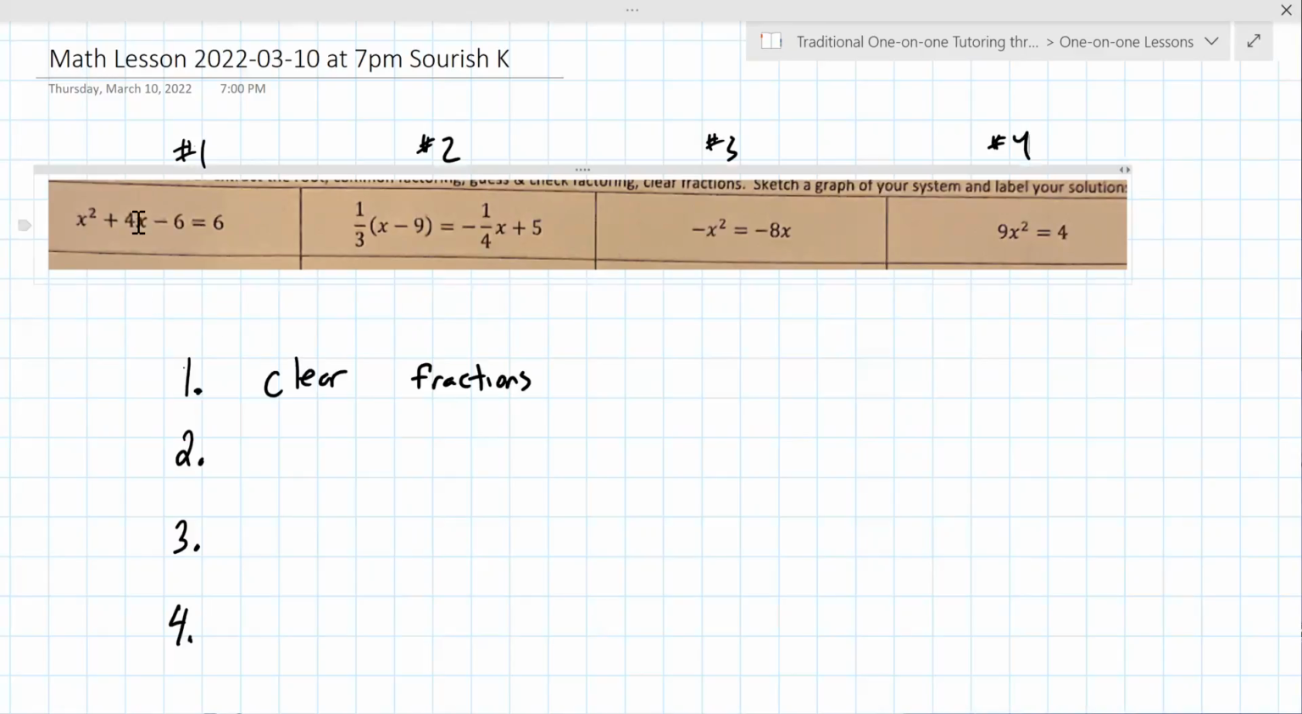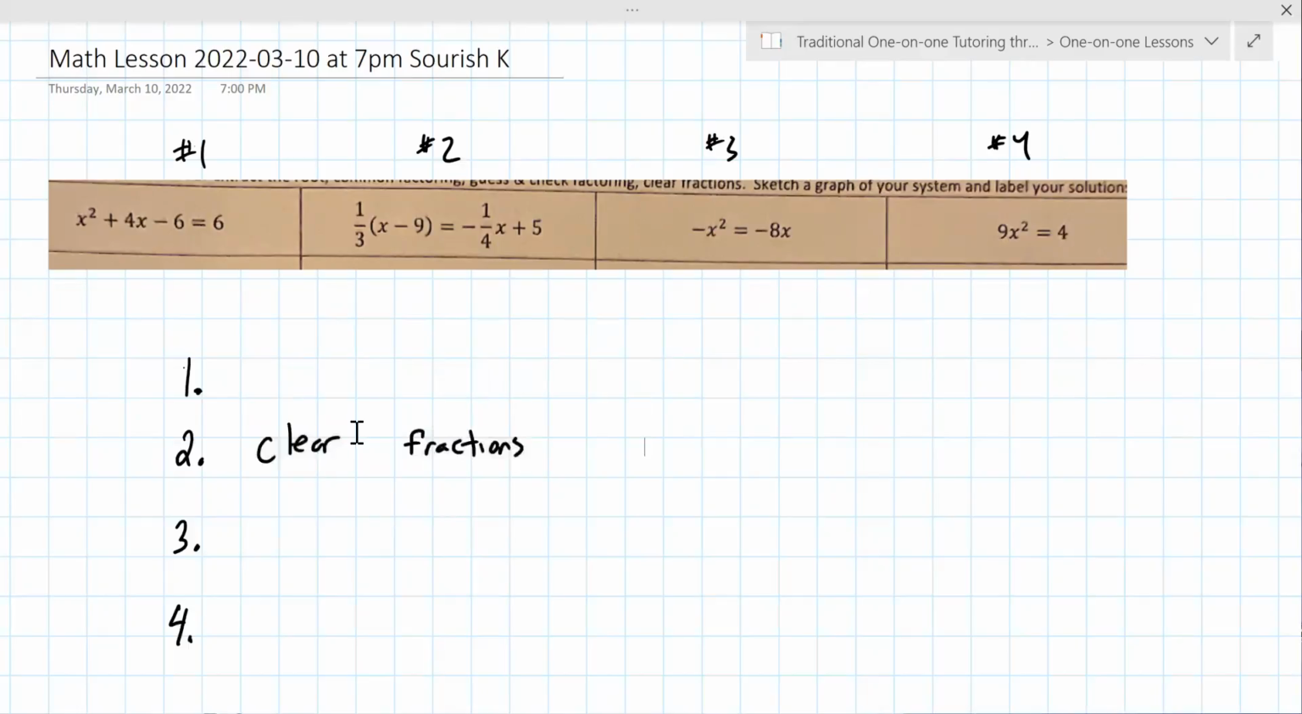Like when you look at x squared plus 4x minus 6 equals 6, does this have a fraction? Number 1 is a clear fraction? No, x squared plus 4x minus 6 equals 6. Which of these would you use clear fractions? Which is the only one that has fractions in it? 2. Okay. So I'm going to move this down for number 2. We're going to do that for number 2. So you use that method when there are obviously fractions.